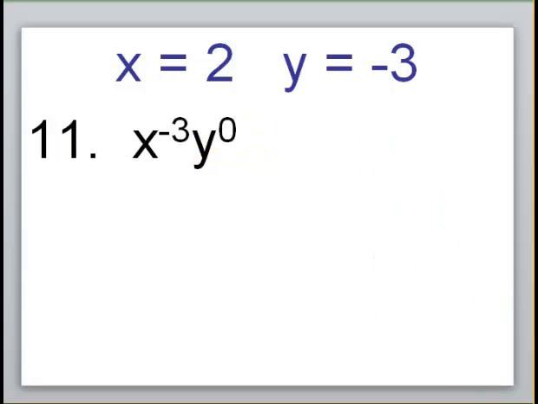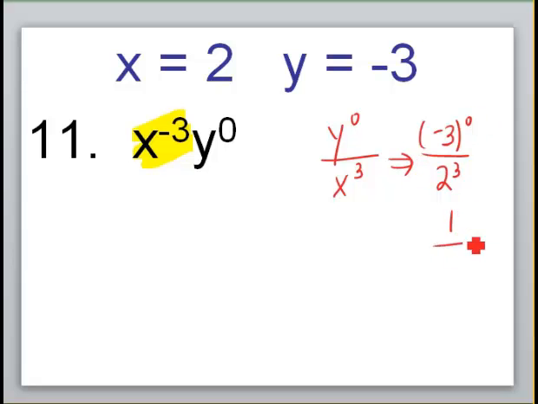The next problem, we're going to highlight anything that's not happy. We're going to leave everything else that is fine or happy alone, and we're going to move that to the bottom, and then we're going to simplify. Well, we're going to plug in negative 3 for the y, and we're going to plug in 2 for the x. Notice that gives me 1 on top. Anything to the 0 power is 1, and you could have done that way back here if you wanted to. And then the bottom we have 2 times 2 times 2, because that's what 2 to the third is, which is 1/8.